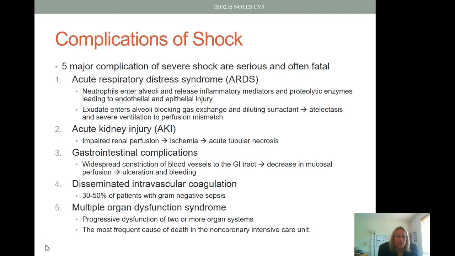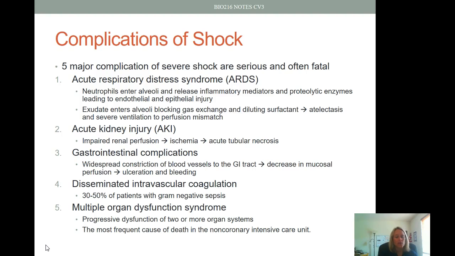We have 5 major complications of shock that can often be fatal. Acute respiratory distress syndrome, or ARDS. This is an inflammatory response in which neutrophils enter the alveoli and they release inflammatory mediators and proteolytic enzymes. This leads to endothelial and epithelial injury. We get exudate that then enters the alveoli and that blocks gas exchange. It also dilutes surfactant, and that can lead to atelectasis and severe ventilation to perfusion mismatch.